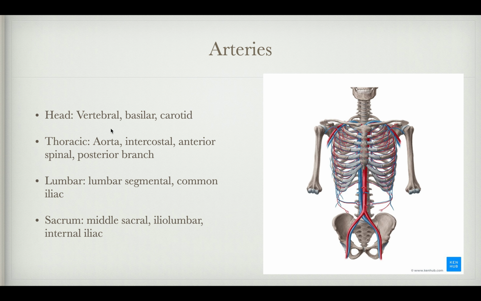The head is supplied by the vertebral, the basilar, and the carotid arteries, and the thoracic is supplied by the aorta, the intercostals, of course, for the ribs, the anterior spinal, and the posterior branch. The lumbar is supplied by the lumbar segmental, the common iliac arteries, and the sacrum is supplied by the middle sacral, the iliolumbar, and the internal iliac.